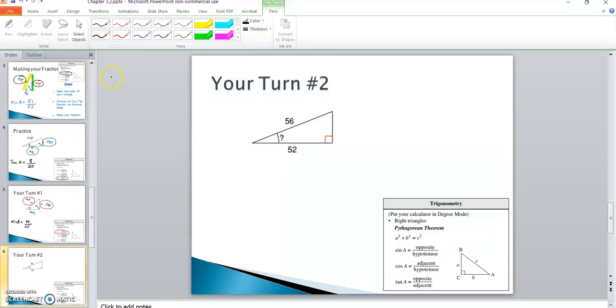Alright, so for this one, I would like you to figure it out all by yourself, except I don't want the angle right there. We're going to mix it up, and I'm going to have the angle right here. So I would like you to go ahead and complete step 1, step 2, and step 3 to make your fraction. Go ahead.